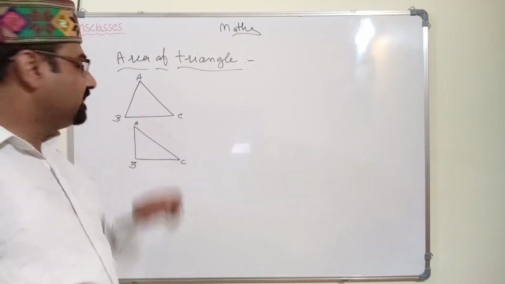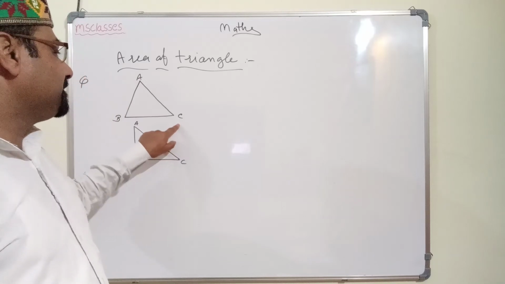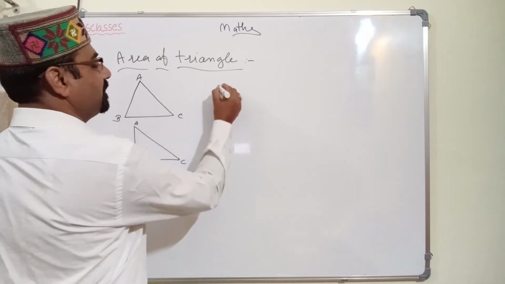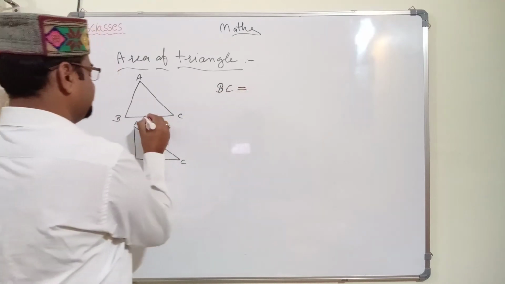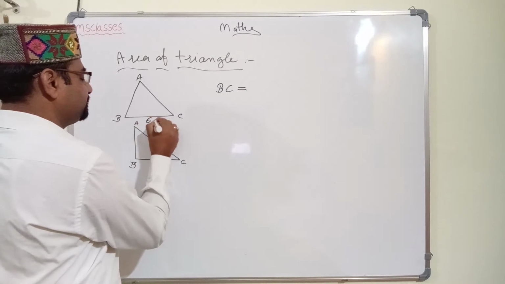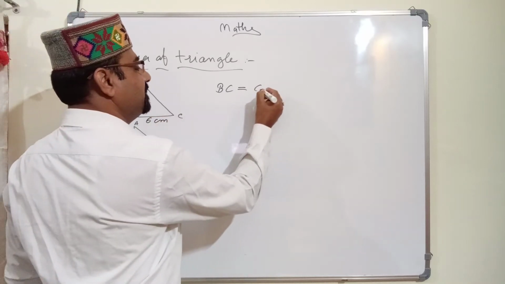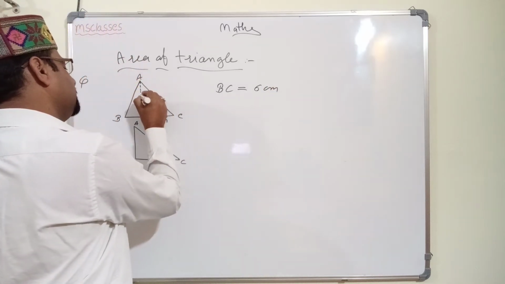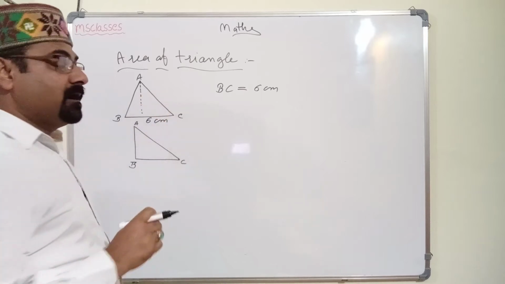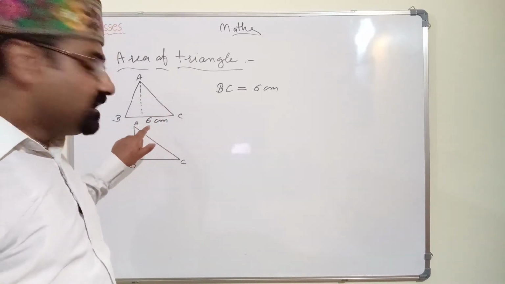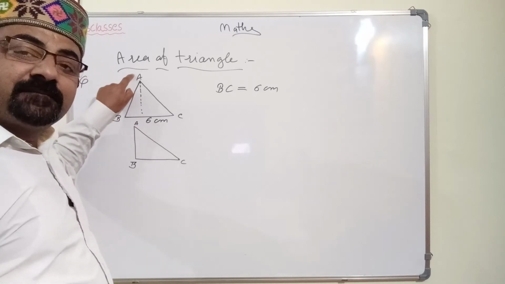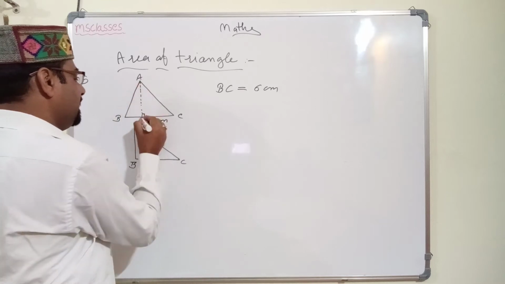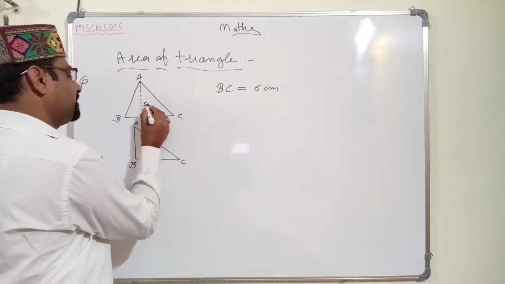So we have first triangle ABC. Okay, and here we have given one base BC. This is base, this is 6 centimeter, and perpendicular distance. Perpendicular distance is the opposite vertex of a base. This is 5 centimeter. AP, this is 5 centimeter.